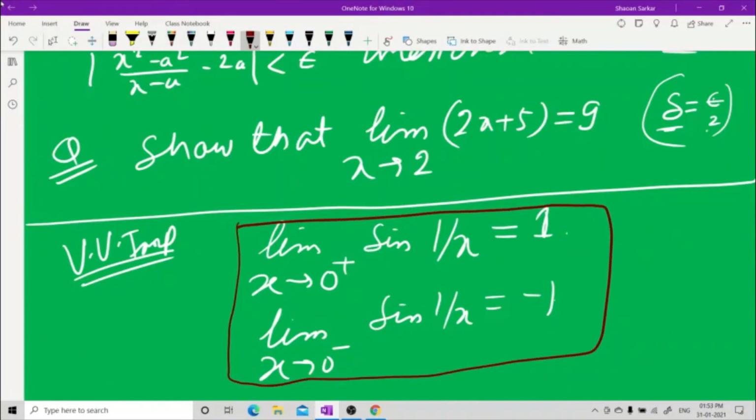Let's do a problem on this concept. This is 1 actually. Fine. Now let's do a problem.